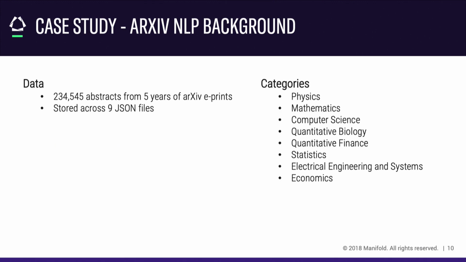Well, arXiv is an enormous repository of over 1.5 million documents. We've downloaded about 250,000 from 5 years of data and stored them in JSON files. These documents are each labeled into one or more of the categories on the right. And as you can see, we're dealing with a relatively large amount of text data. So this is actually a really good use case where Dask can help us iterate through our loop more quickly.